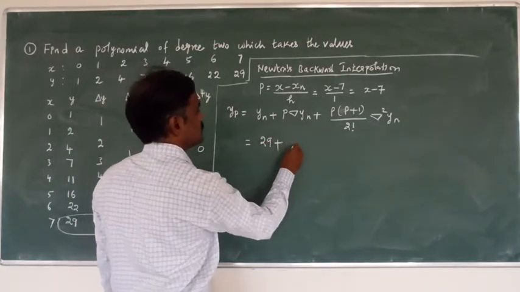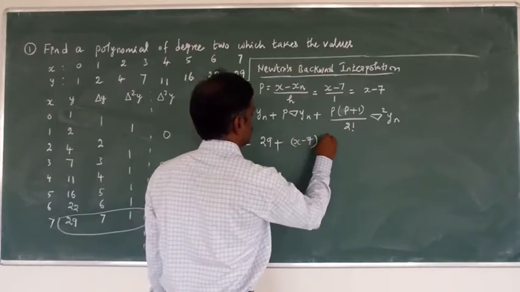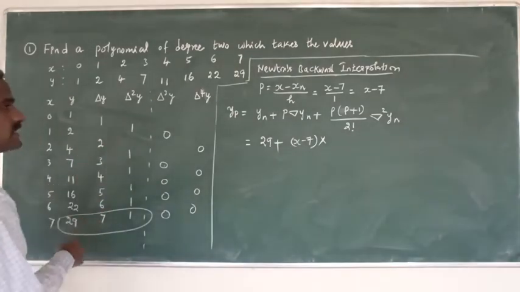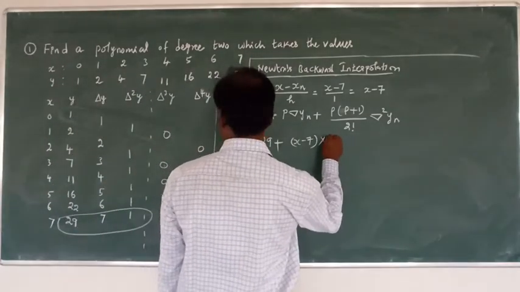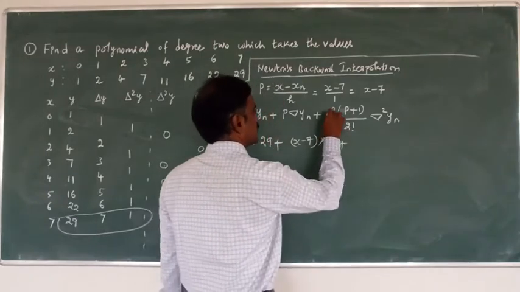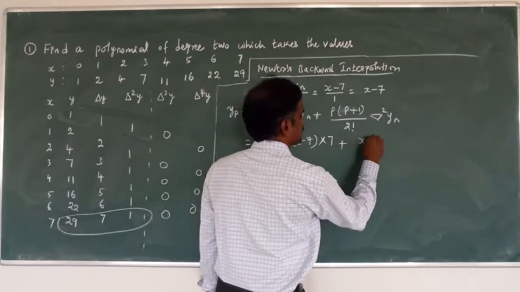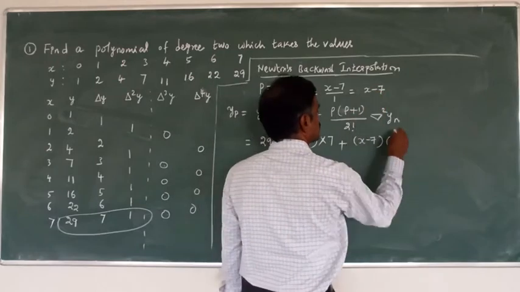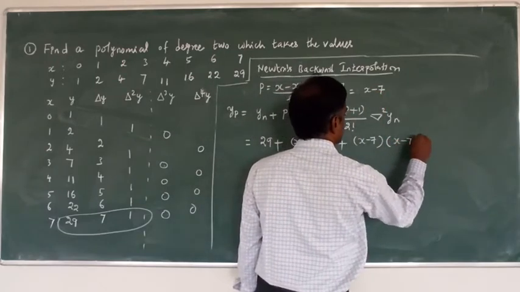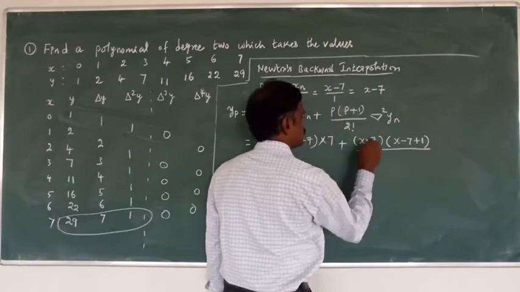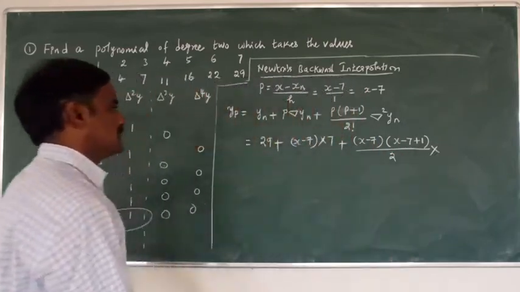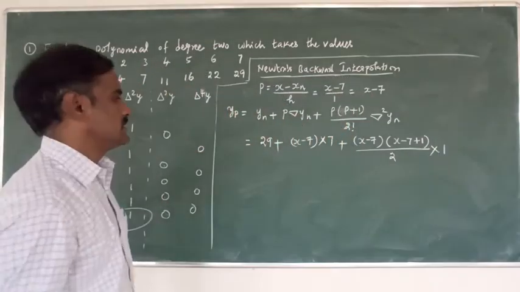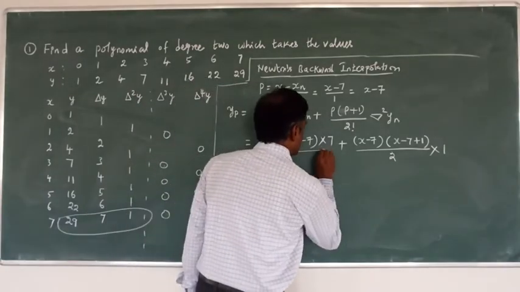yn value 29, plus p value (x minus 7) into delta yn value 7, plus (x minus 7) into (x minus 7 plus 1) divided by 2 factorial, which is 2, into delta square yn value 1.